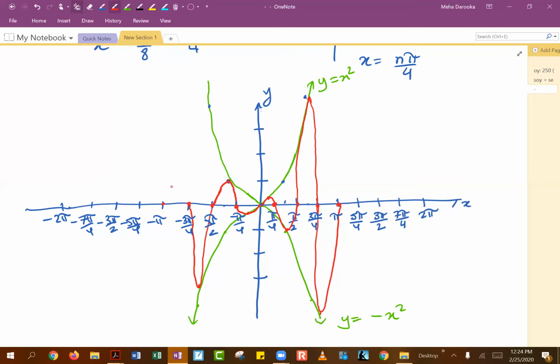So if you did x squared, so x squared here would be 7 pi over 8 squared multiplied by sine of 7 pi over 8. It's actually giving 2.89. So just a little under.